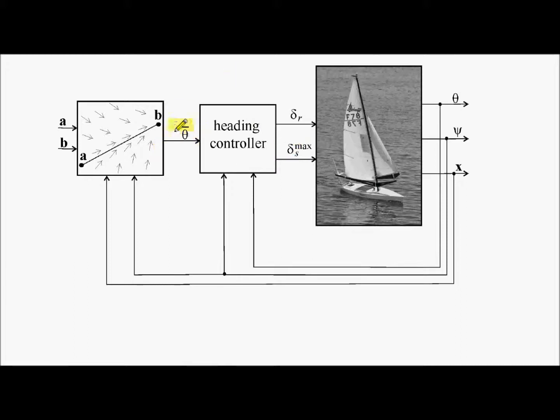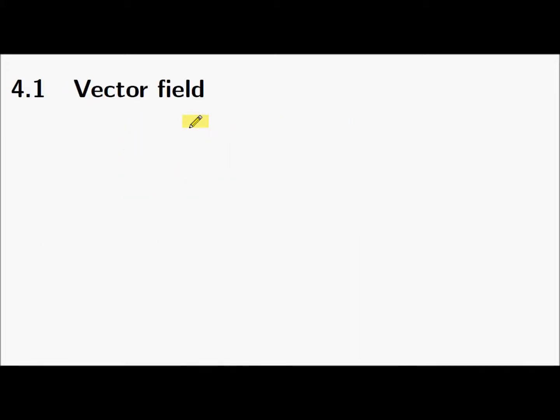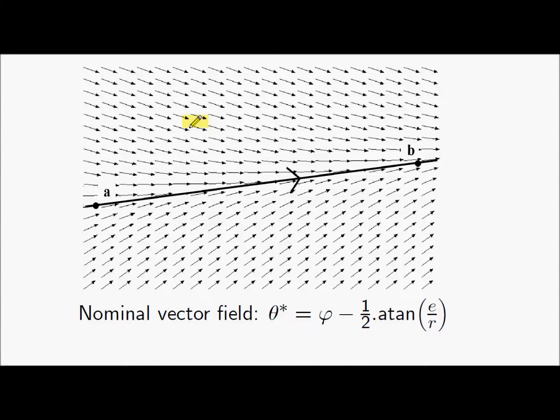So in order to do this, I will have to introduce the vector field I will use. I have my robot, and I want my robot to follow a line, and I will describe the behavior of the robot with respect to the line by a vector field. If I am here, I will follow this direction. If I am here, I will follow another direction. So this line will be attractive.